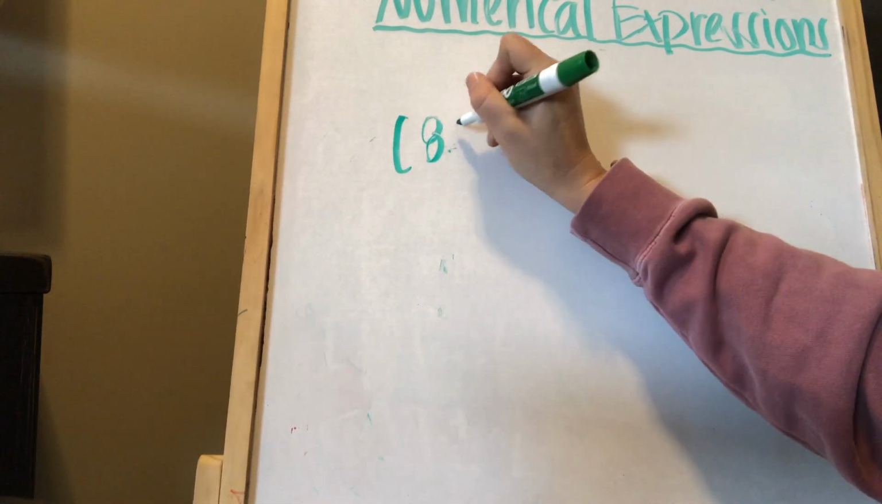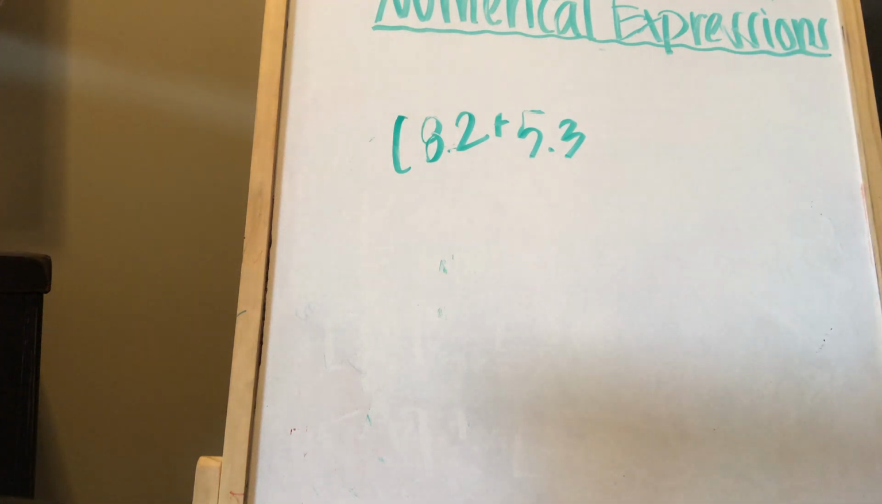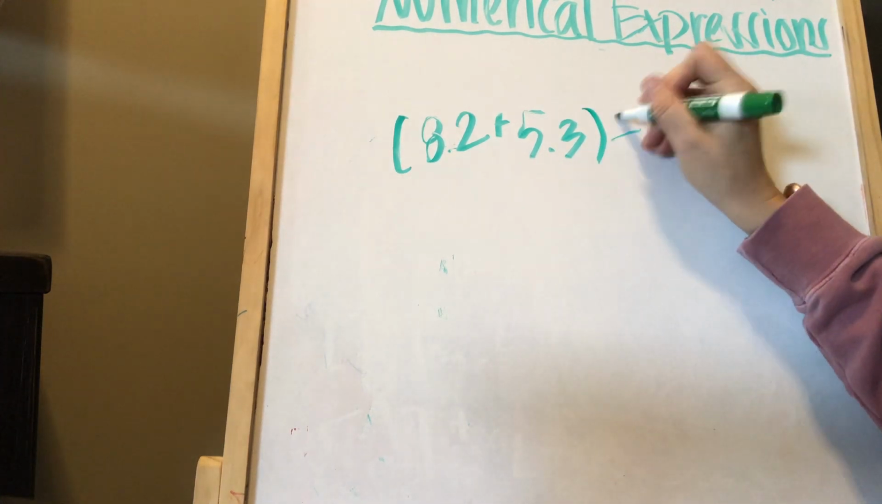We're going to do 8.2 plus 5.3 in parentheses, and then divide it by 5.